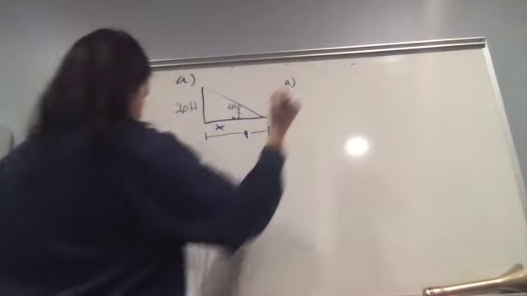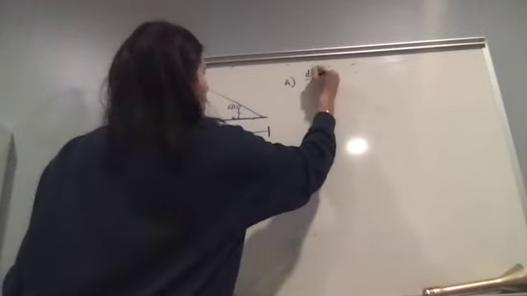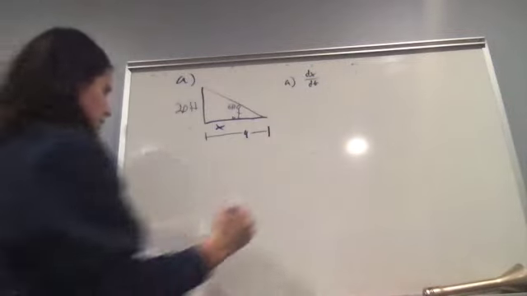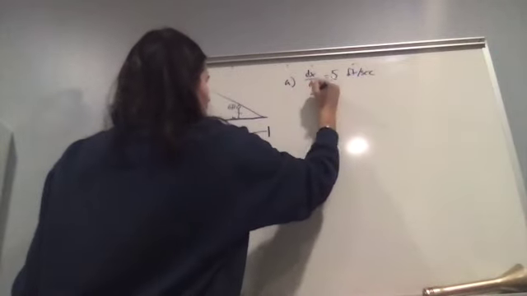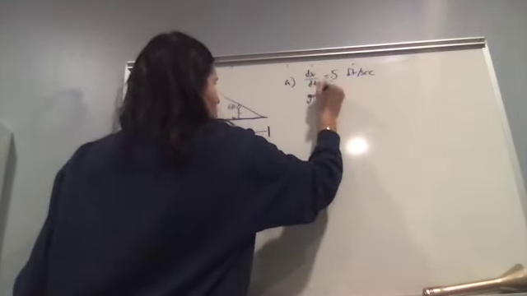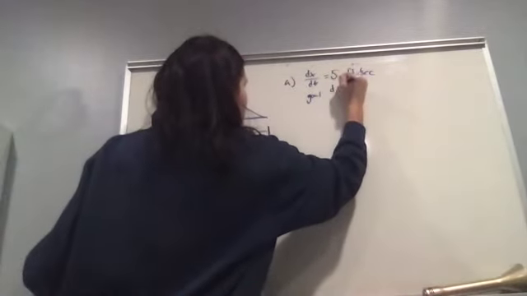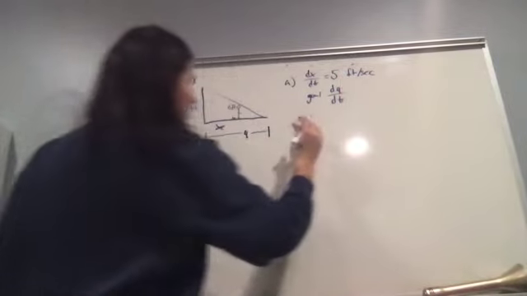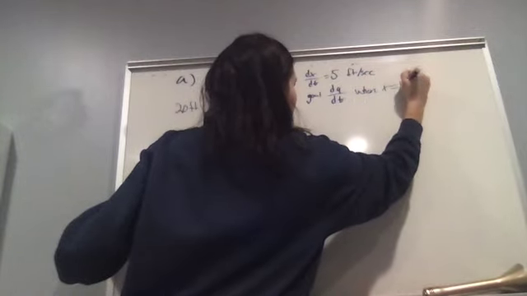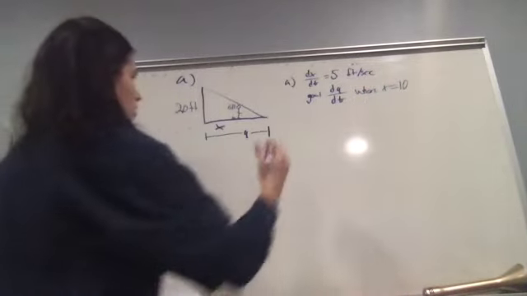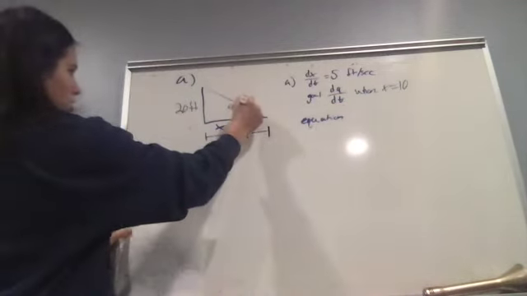So first, we're going to write down what our given is. We have our rate at which they're walking, which is dx over dt, and that equals 5 feet per second. And we're going to find our goal, which is the rate at which the tip of their shadow is moving, which we're going to call dq over dt, when x equals 10.